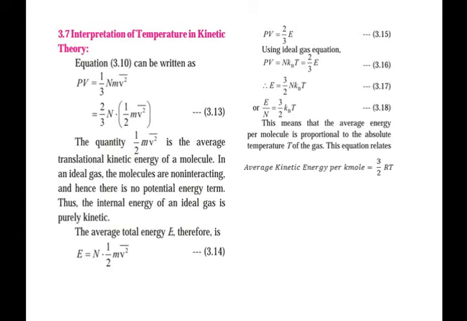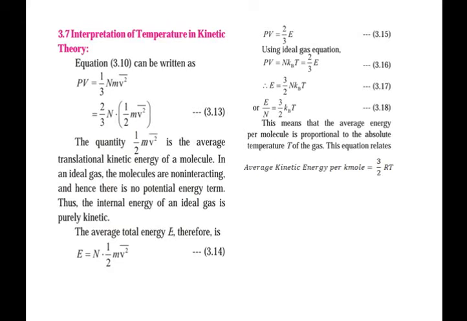Now let us try to interpret the kinetic energy of the gas in terms of the temperature of the gas. In our earlier derivation, we have studied pressure P is equal to 1 by 3 n m v bar square divided by V. I can write the same equation as PV is equal to 1 by 3 n m v bar square. Now rearranging the same equation, we can write 2 by 3 n in brackets 1 by 2 m v bar square.